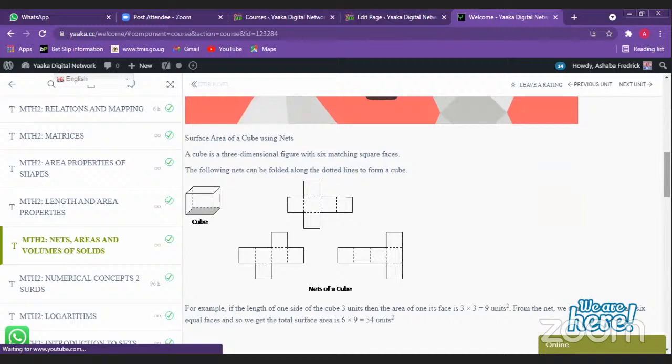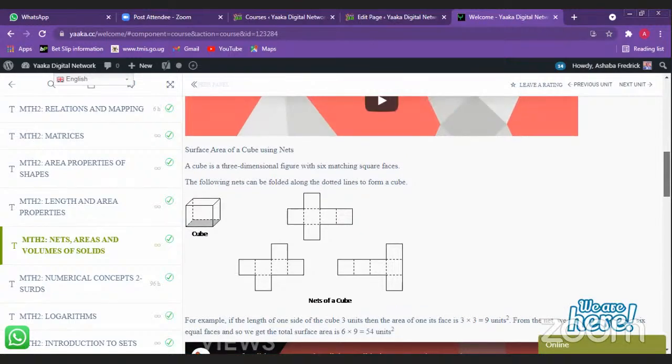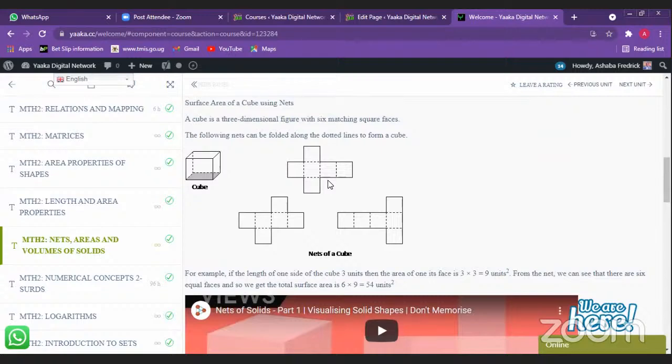And we said we use these nets to calculate the surface area of a cube or of any figure. So we use the net to calculate the surface area. Like what you found us doing, we were trying to find the net of a cube. So this is the cube that we had looked at.